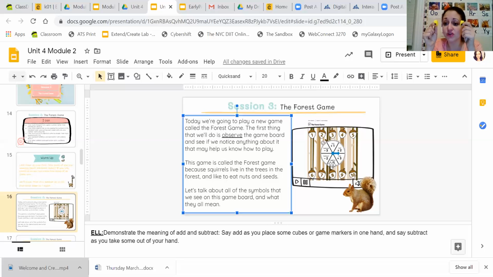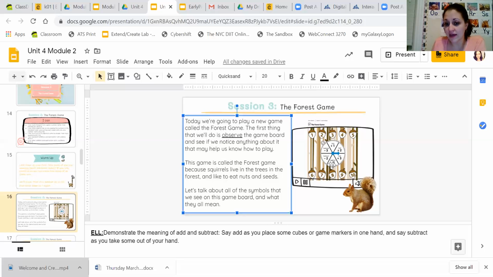If I was to subtract 1 from here, I have 2. If I was to subtract or take away, I would have 1 left, okay? So that's some quick show of addition and subtraction with cubes, okay? So now we're gonna get into the game.